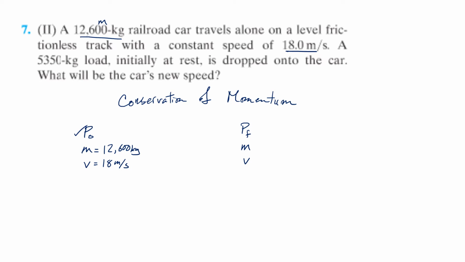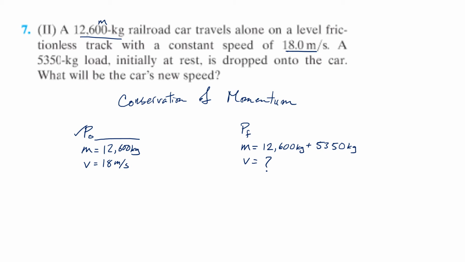And then at the end of it, the mass changes. The mass gets heavier. So they drop this 5,000 kilogram load on it. So the new mass becomes 12,600 kilograms plus an additional 5,350 kilograms. Okay, so we have a pretty good setup. This is what we want to know finally. And I think the first thing we've got to do is find this initial momentum. So let's figure that out.